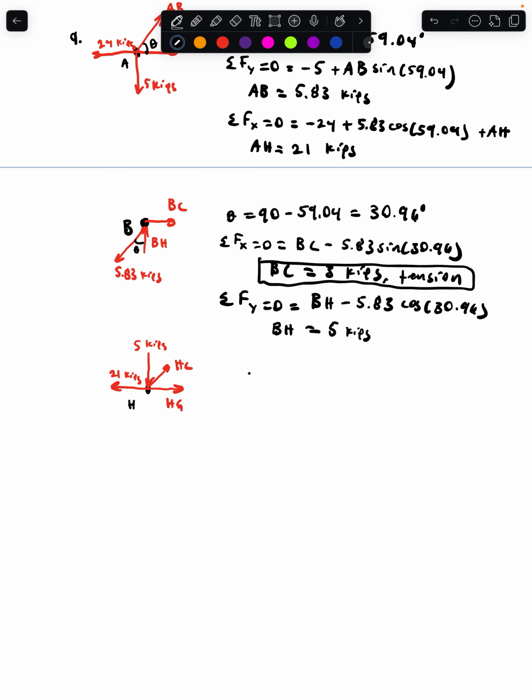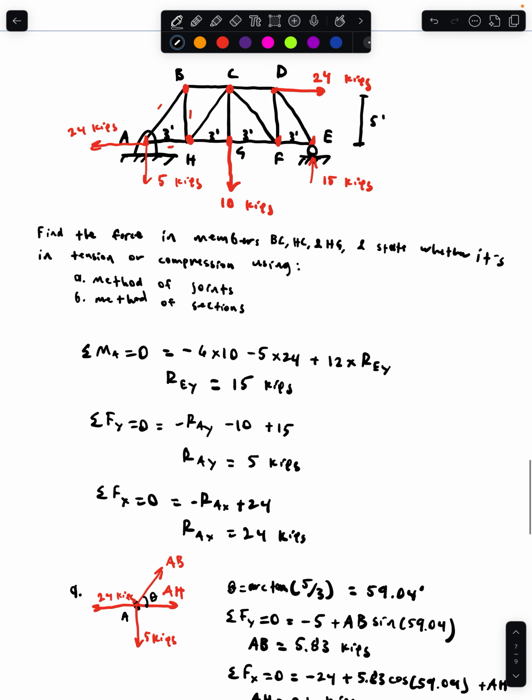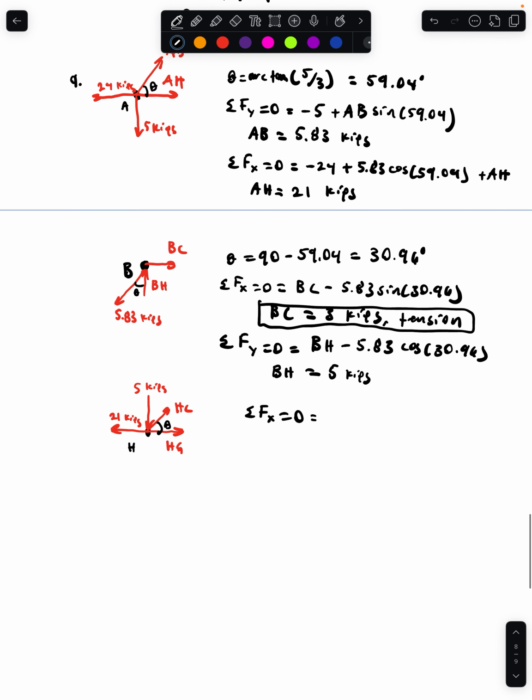Alright, so to start we can do the sum of the forces in the x equals 0. First let me do this theta. So this is going to be the same theta as from over here, because the dimensions are the same. So theta is 59.04 degrees. So the sum of the forces in x, we have HG. Then we're going to add HC times the cosine of 59.04, and then we're going to subtract 21 from that.